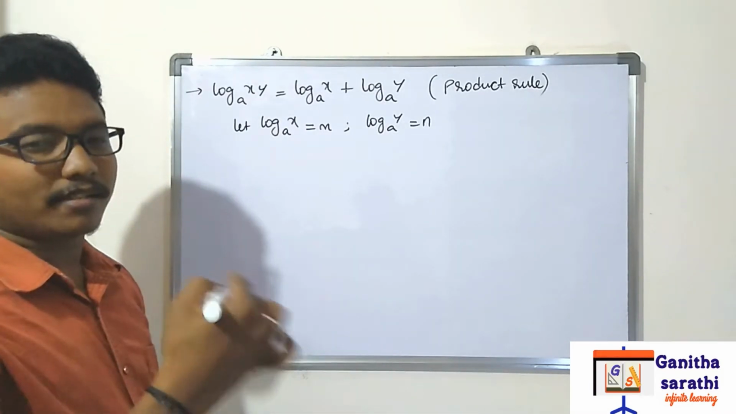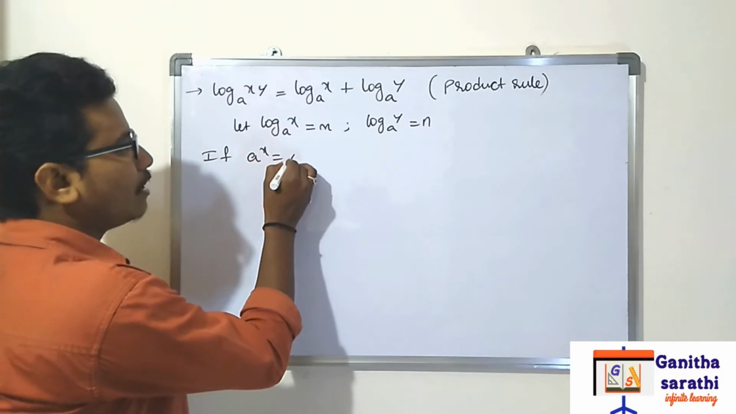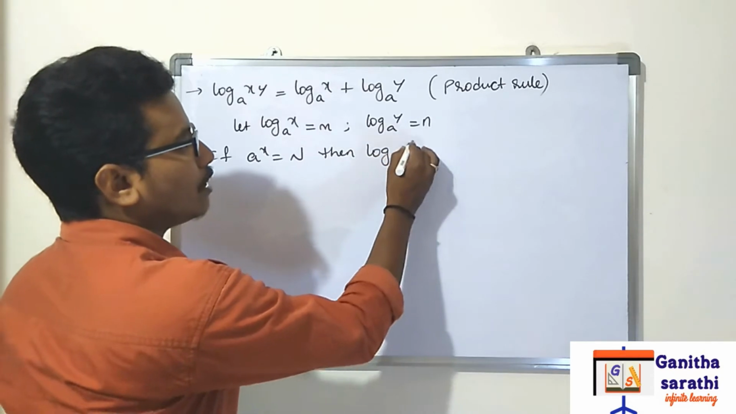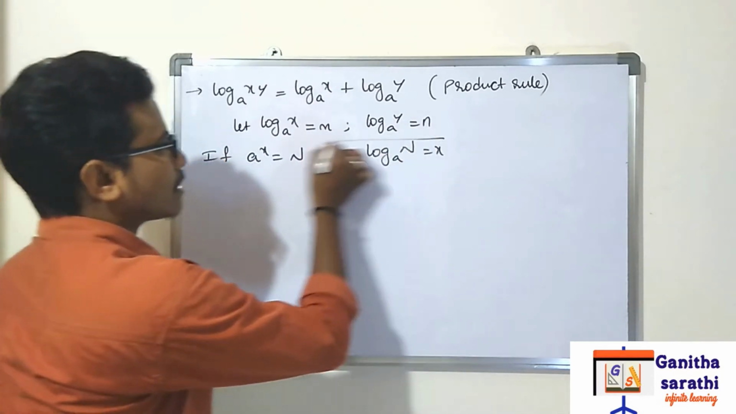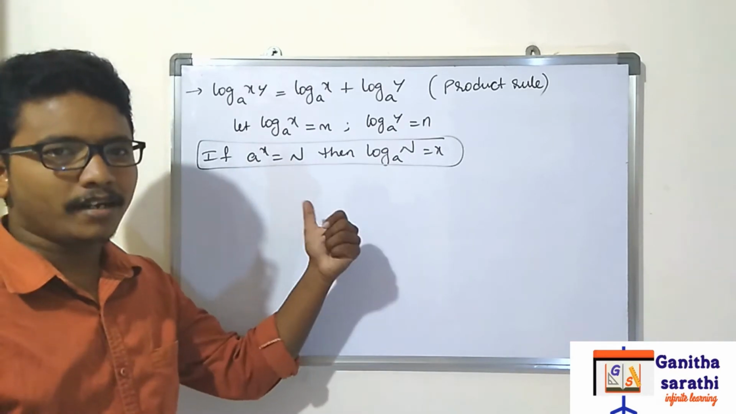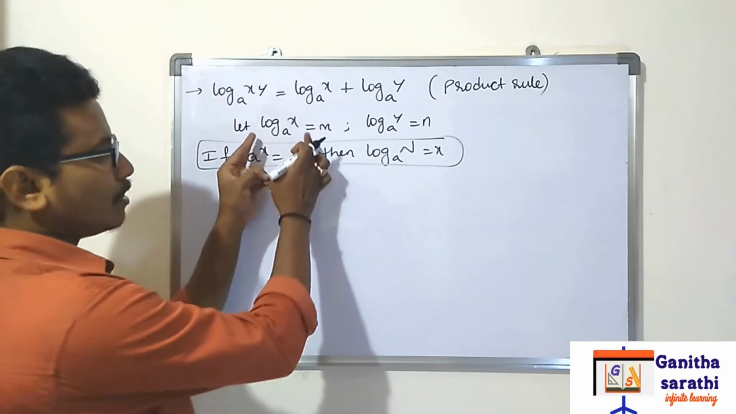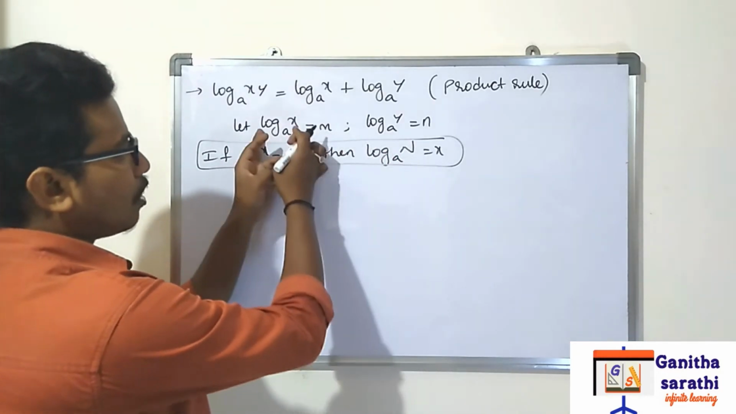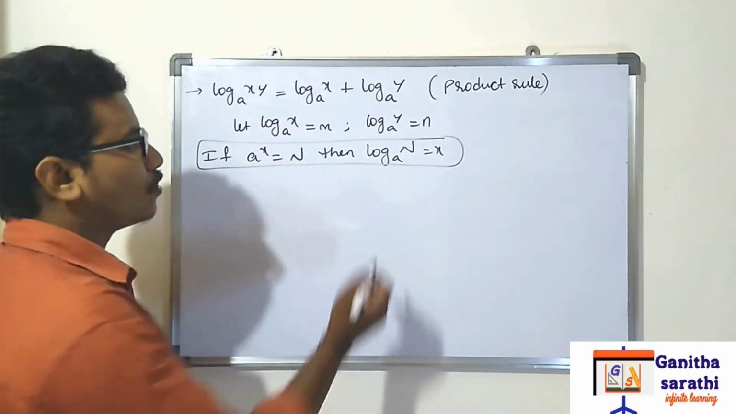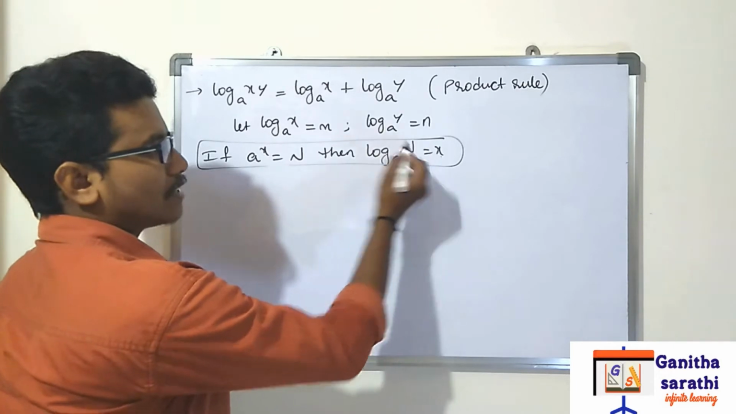Now we have discussed one formula before. What is that? If a power x is equal to n, then log n to the base a is equal to x. Right? We have discussed this one, right? If a power x is equal to n, then log n to the base a is equal to x. Compare this one. These are like this only, no? Log x base a is equal to m and log n base a is equal to x. So a power x is equal to n. Okay, like this one. A power x is equal to n.